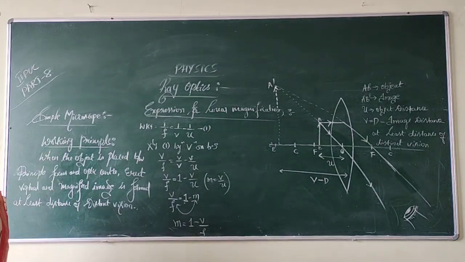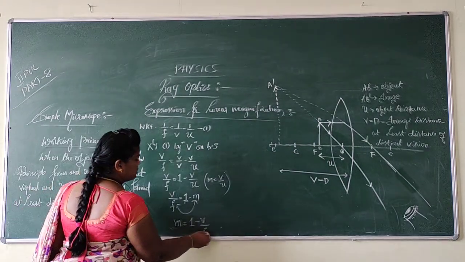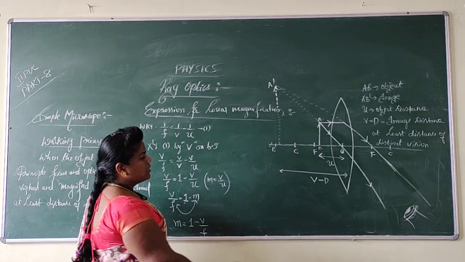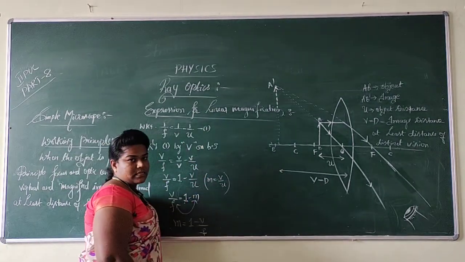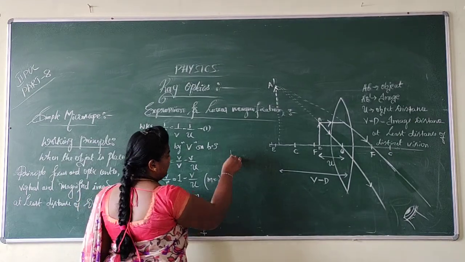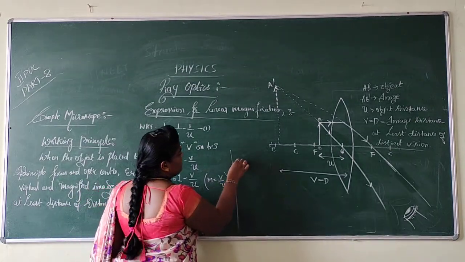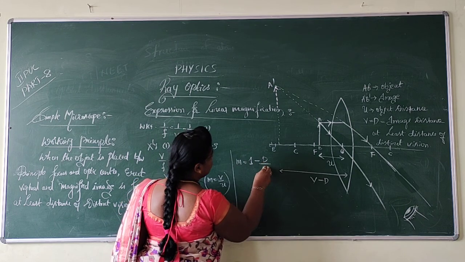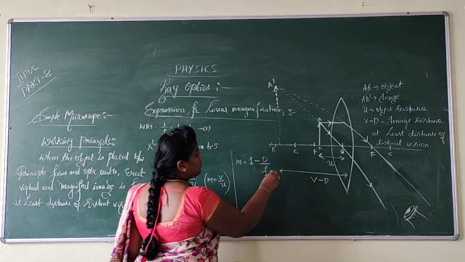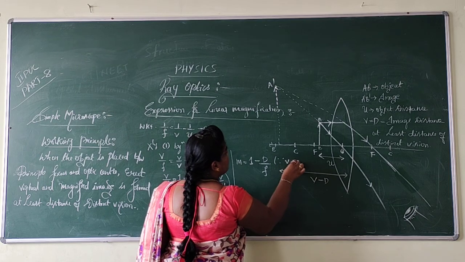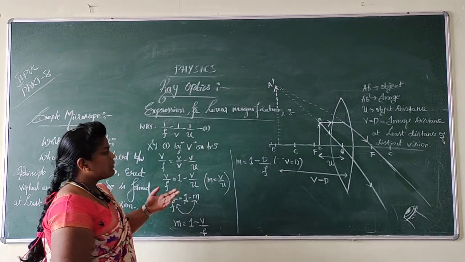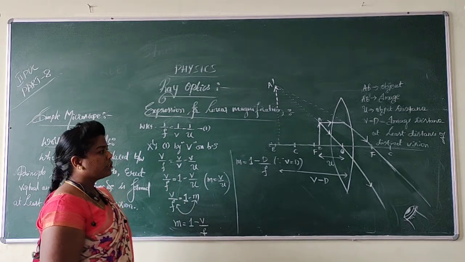Almost all will come to the end of this derivation. So you can observe that. What is this? Image distance. The image distance is the least distance of distinct vision. So I am continuing this. So m is equal to 1 minus d by f. Why? Because v is equal to d. Right. Where is this formed? It is formed at this least distance of distinct vision.